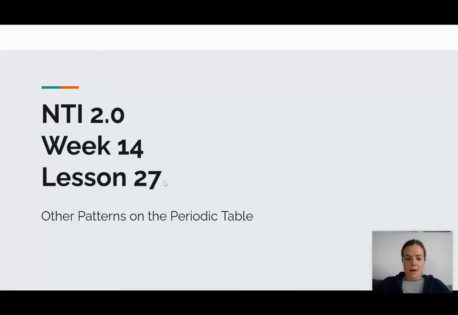All right, so we are on week 14, lesson 27. We are diving into some other patterns of the periodic table besides just thinking about our valence electrons and our electron shells or the mass. We're going into some other patterns and trends.